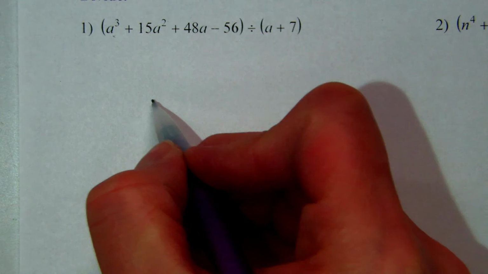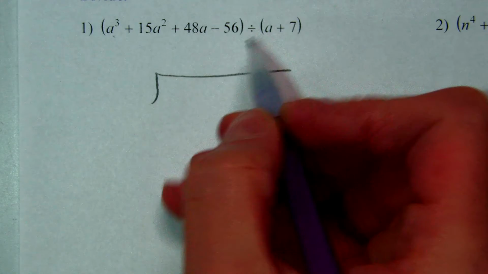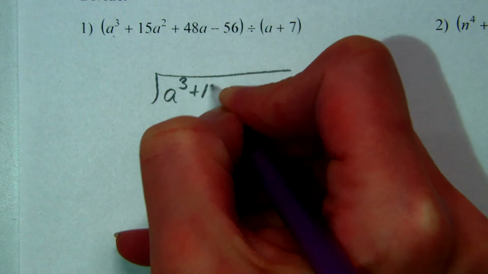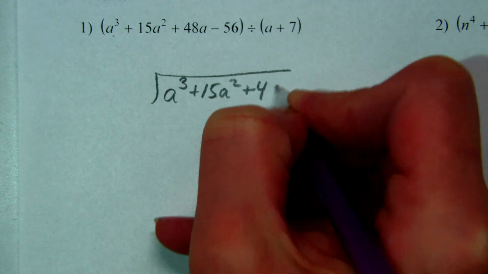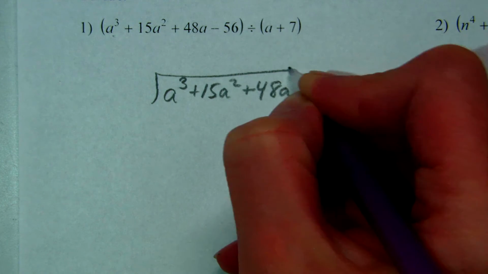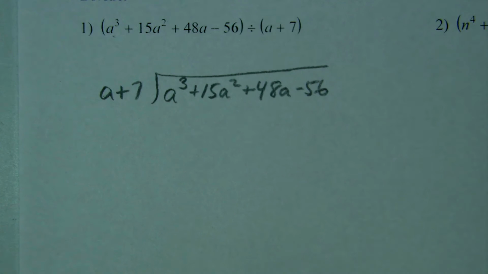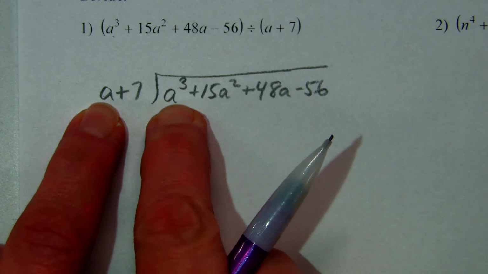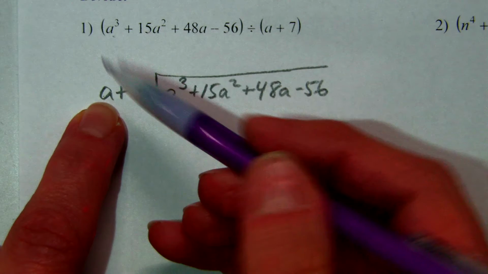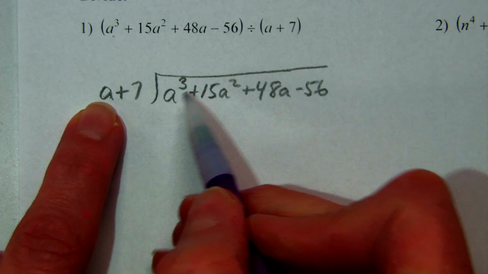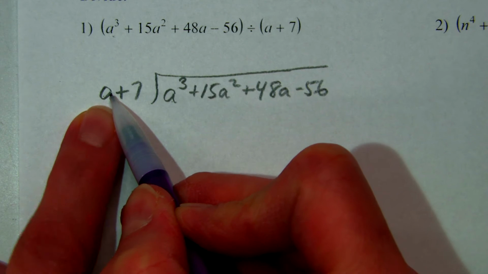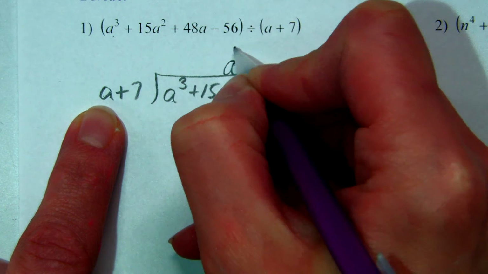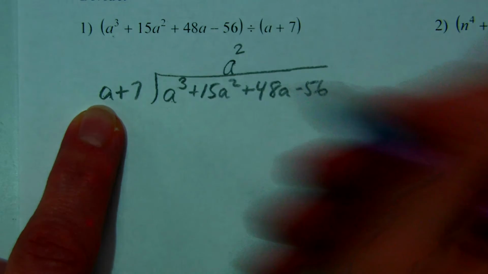So the big long polynomial in the front goes inside your long division box, and you want to make sure that you're leaving space for your answer up here. So we have a cubed plus 15a squared plus 48a minus 56. And then we have a plus 7 out in front. The trick to this is to look at the first term of both polynomials and to make sure that they're in descending order. So I'm going to ask myself, what would I multiply by a to get a cubed? Now remember, this is a to the first power, so you'd need times a, which is a squared. And that goes above the term with a squared in it right here, the 15a squared.